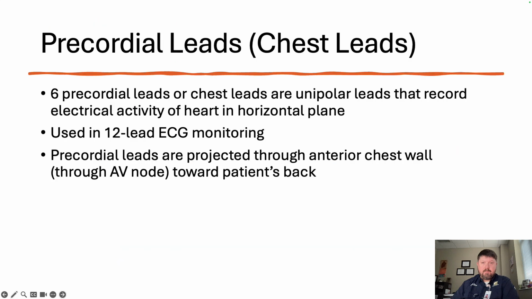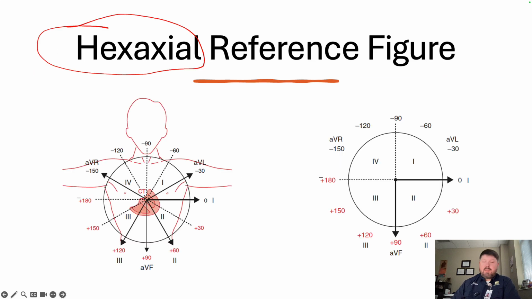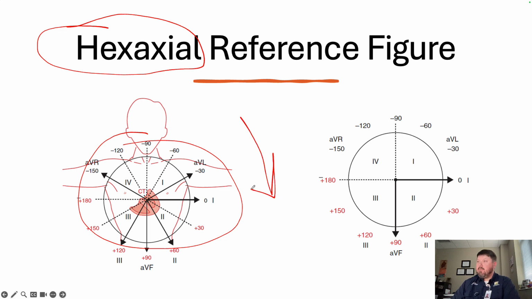So your precordial leads, your 6 precordial leads or chest leads or unipolar leads, they record electrical activity of the heart in a horizontal plane. So let me mention that really quickly. Using the leads that make the hexaxial reference system, these leads actually record on a vertical plane, or top to bottom, or up and down.